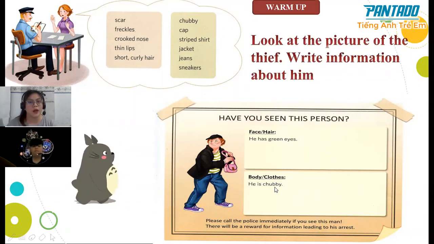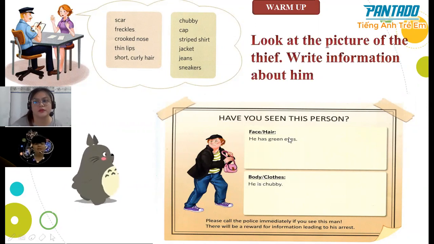Next, his body and clothes. Also write here what you can see on his body and clothes. Is he tall? Chubby? What is the color of his clothes? Then we'll report him to the policeman. He steals things. You have to report that one to the police. You write here, okay?